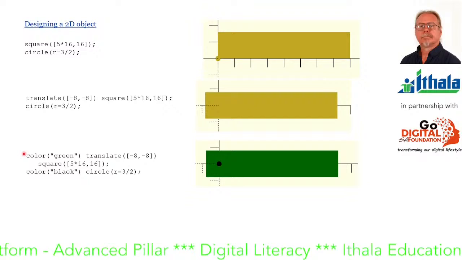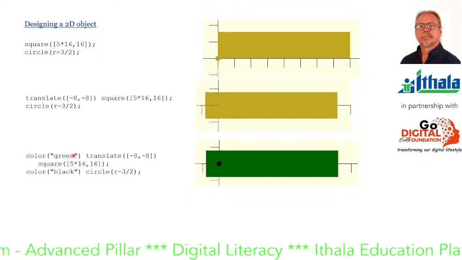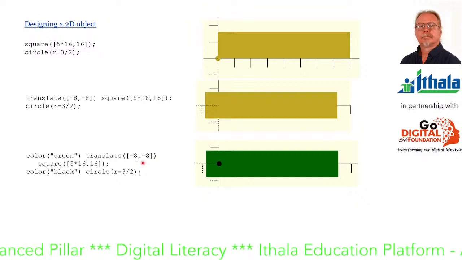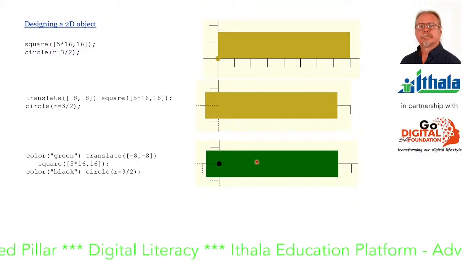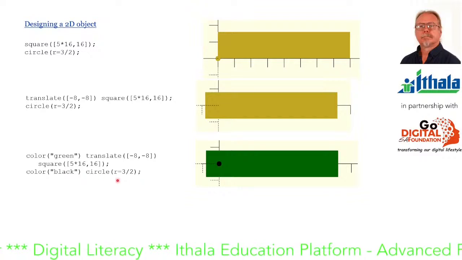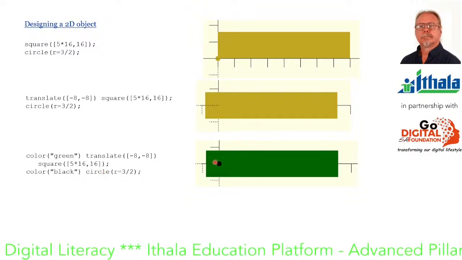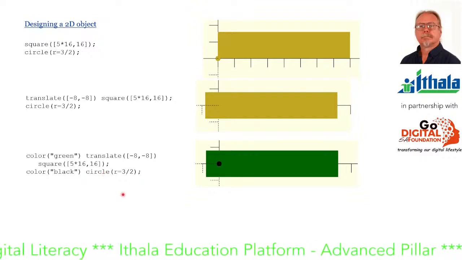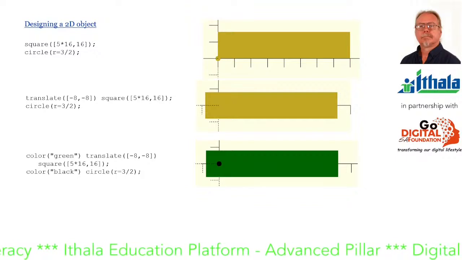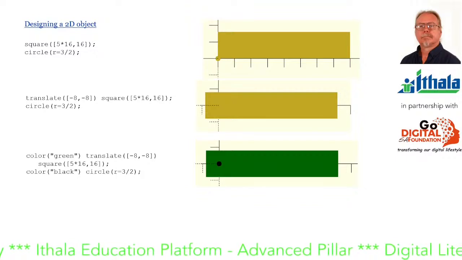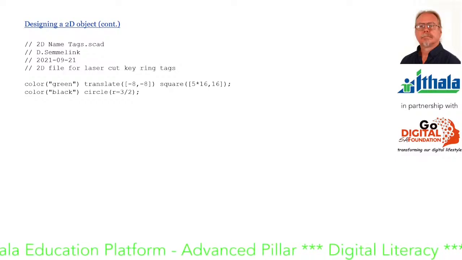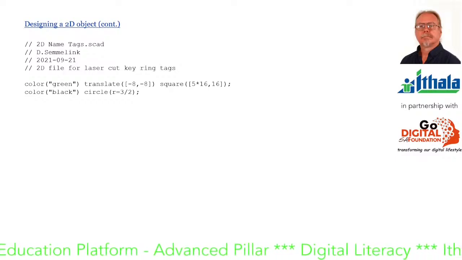Okay, so if we say color green before we say translate and square, then it will make this rectangle green. If we say color black before we do the circle, then it makes the circle black. Okay, our program works, but we need to do it properly.